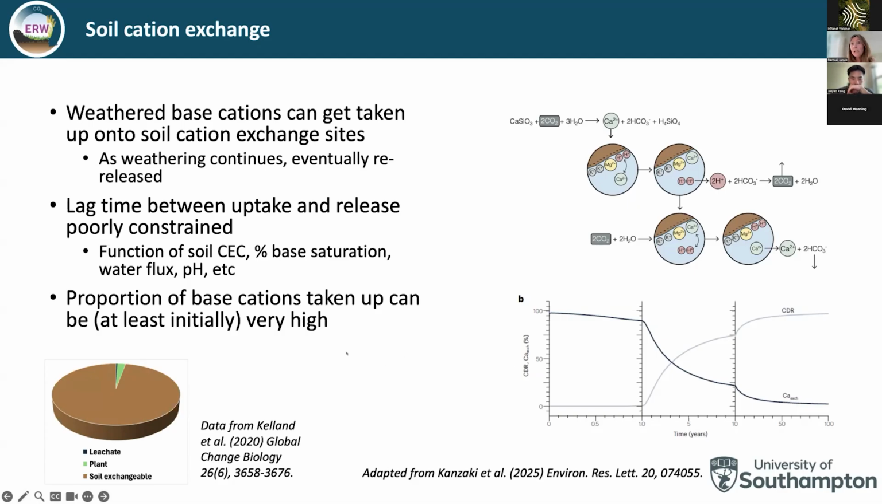And the proportion of base cations taken up can at least initially be very high. You can see that from this diagram here, that most of those weathered cations are ending up on the soil exchangeable sites. And of course, in Brazil, where you have low pH soils, low base cation exchange capacity, this is going to be a serious issue.